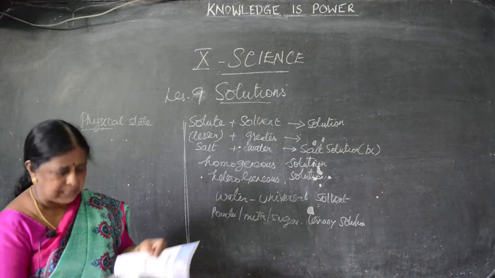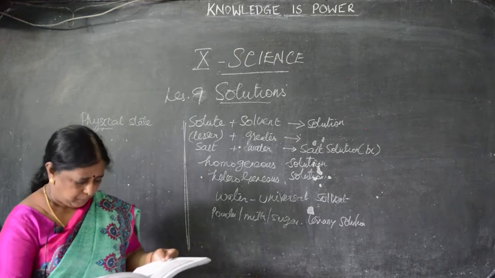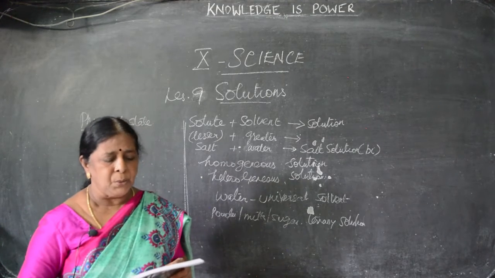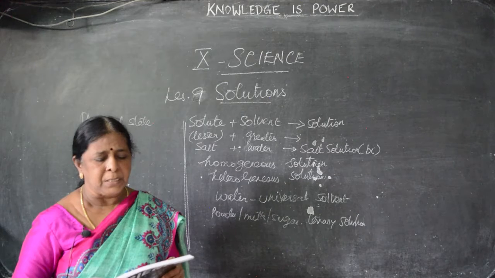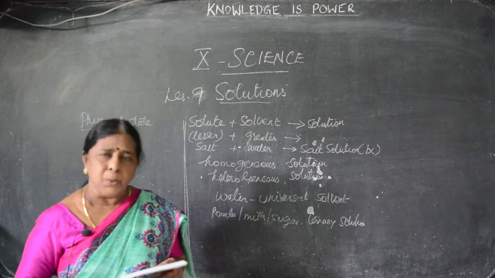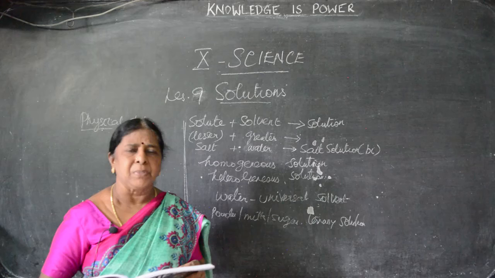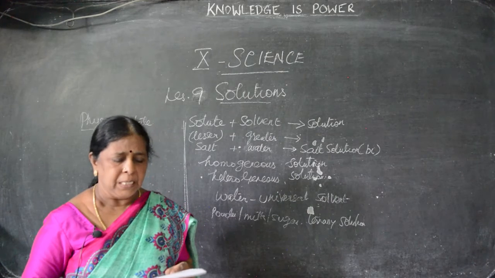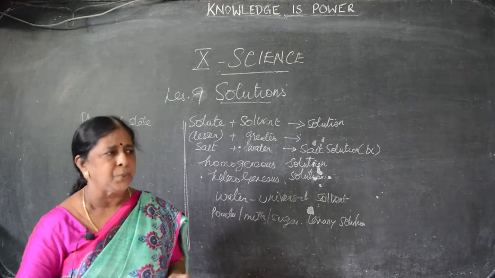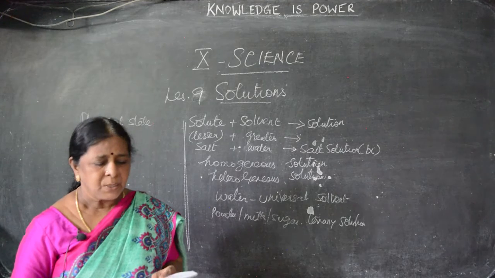Based on the physical state, we can say the solution's type. For example, on page number 126, they may ask you, given solution: solid and solid, liquid and solid, like that they will give. You have to write the name of the solid and the name of the liquid. For example, in page number 126, go through thoroughly, solid solution.